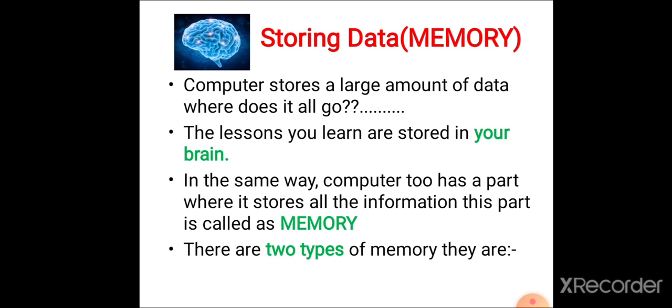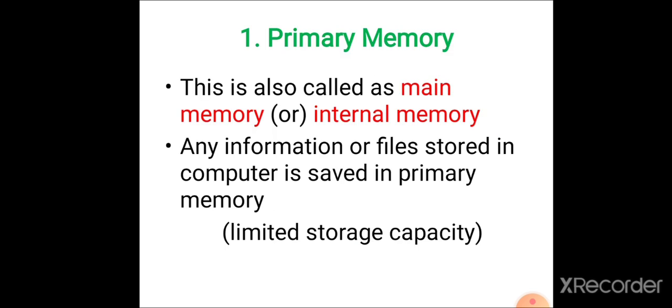There are two types of memory. They are primary memory and secondary memory. Let us see what is primary memory. Primary memory is also called as main memory or internal memory. What is it, children? Primary memory is also called as main memory or internal memory.